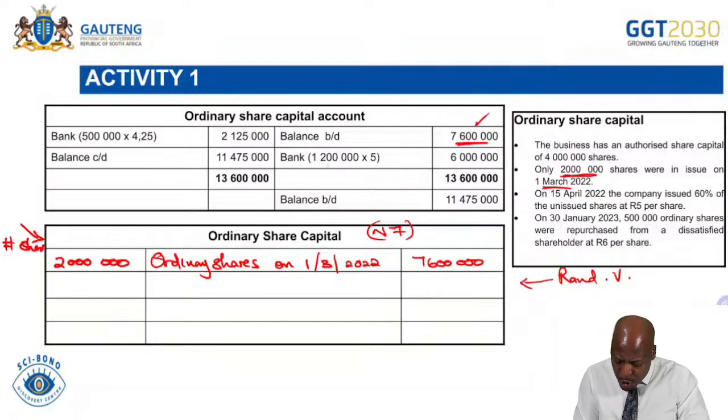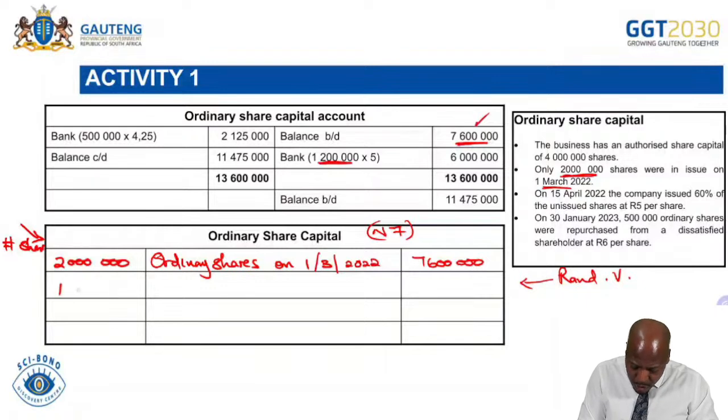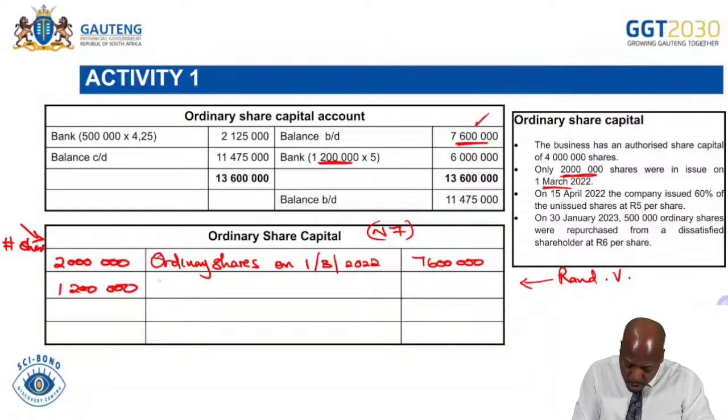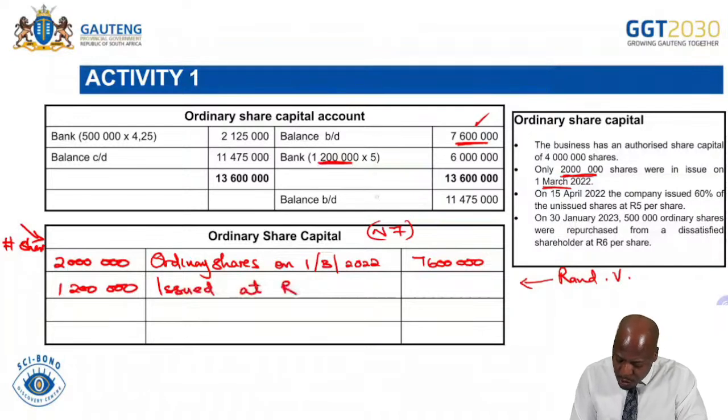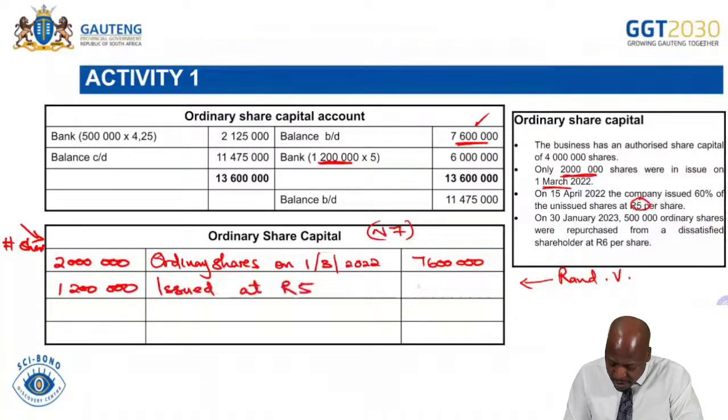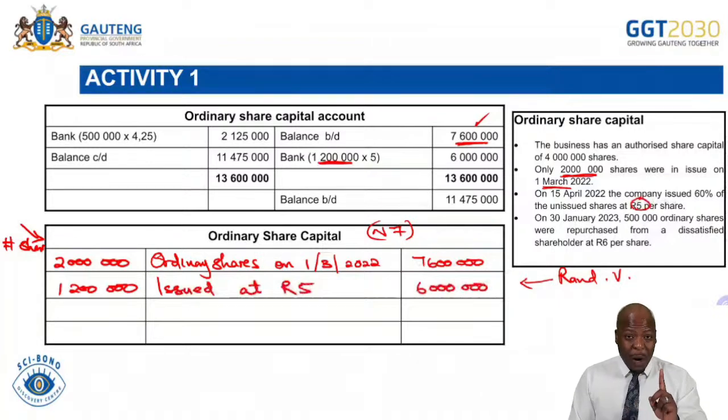Then we know that we issued more shares here. Remember, we did that already. We issued 1,200,000 shares, 1.2. And these were issued at, what was the price that we issued them at? You remember, we issued them at 5 rand. And it gave us 6 million rands. If you remember what we did, after that issue, we quickly came here and we calculated the average price.